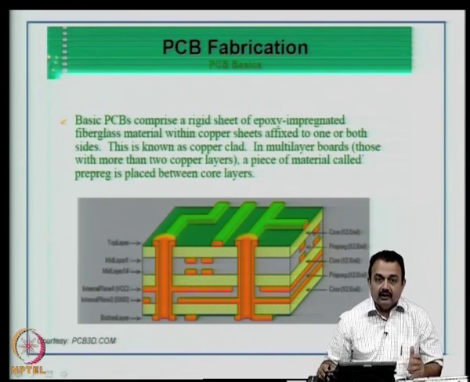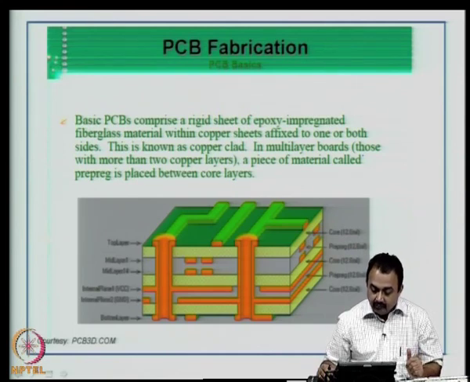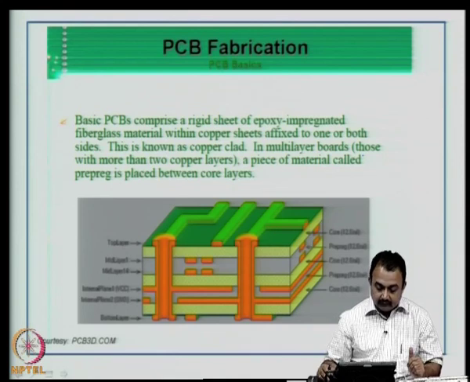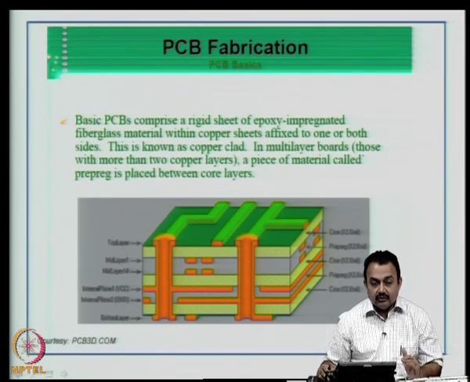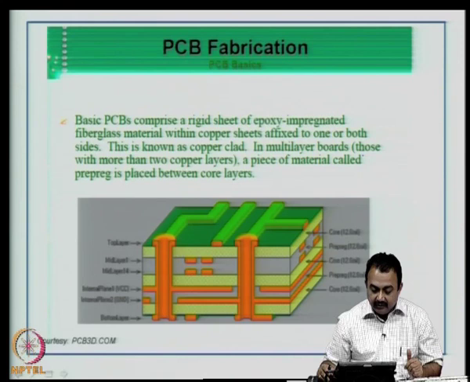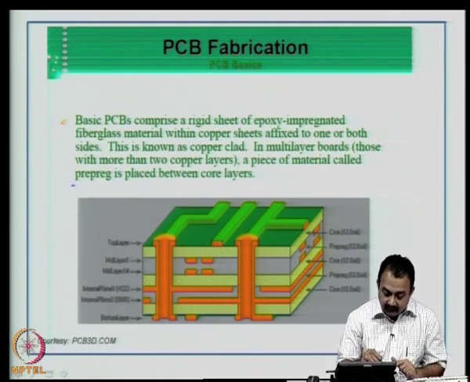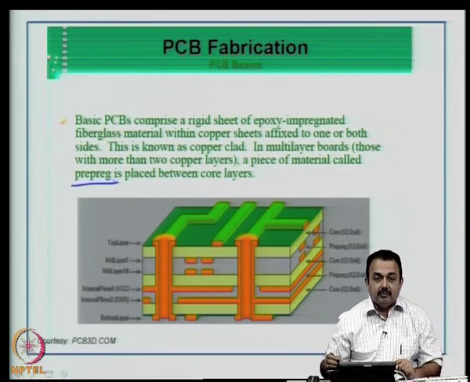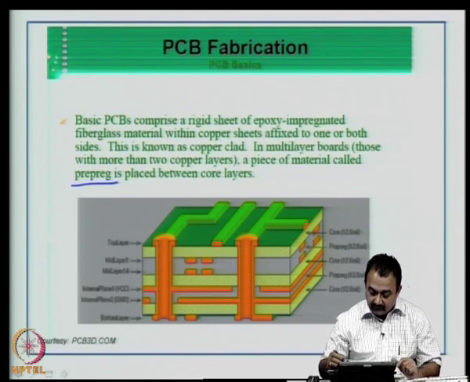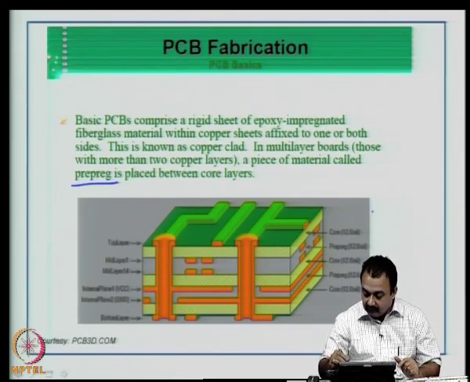copper clad laminate. In multi-layer boards, those with more than 2 copper layers, a piece of material called prepreg is placed between the core layers. So, if you can see in this particular figure, this is an example of a multi-layer board.